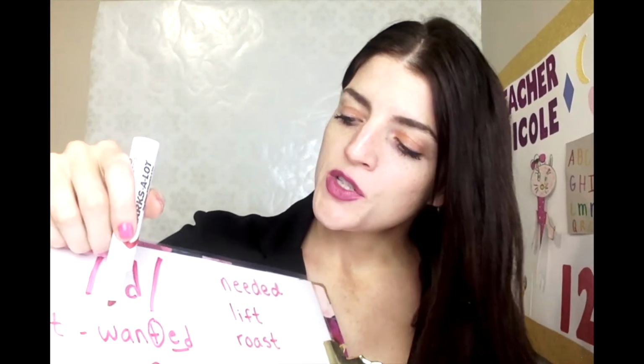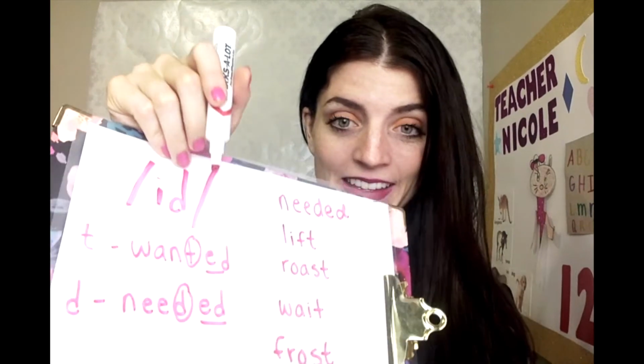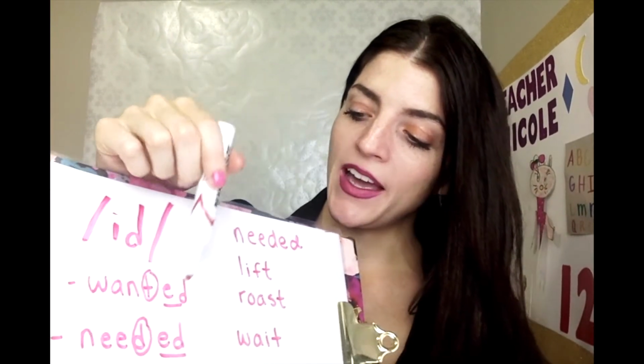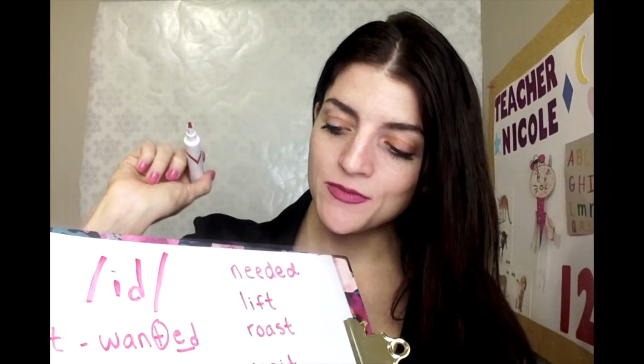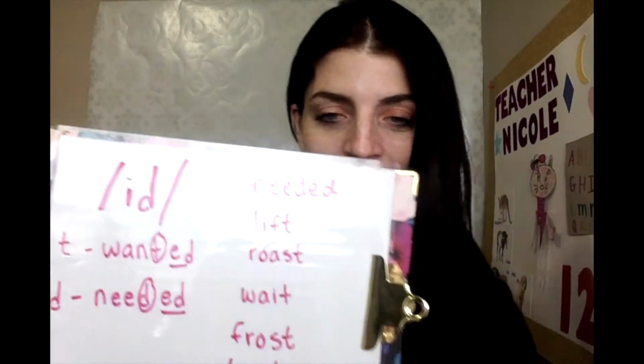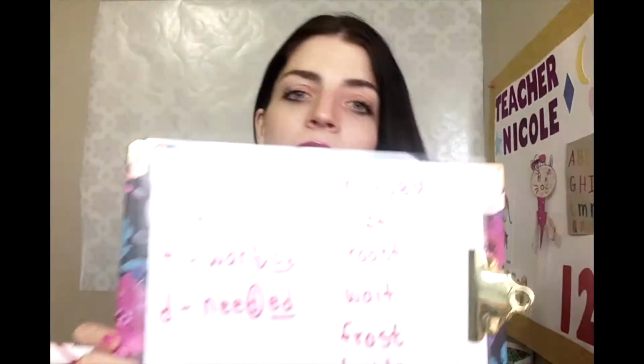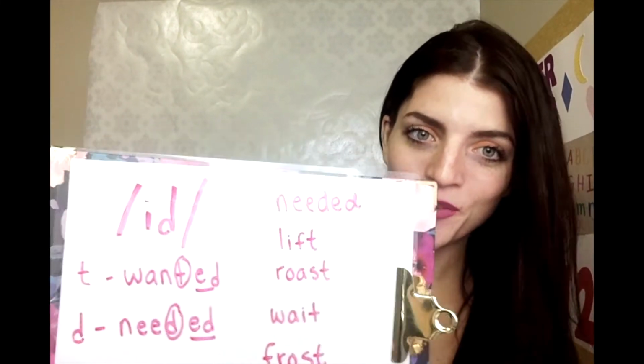For example, the verb to want ends in a T, so we add the ed. The verb to need ends in a D, so we add the ed. So, I needed or I wanted. I needed to buy that for my friend. Or we could say, I wanted to buy that for my friend.